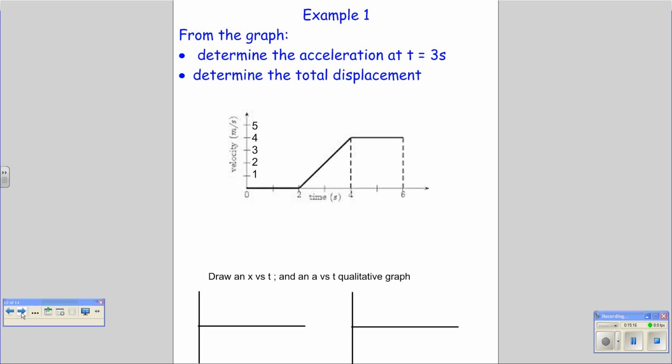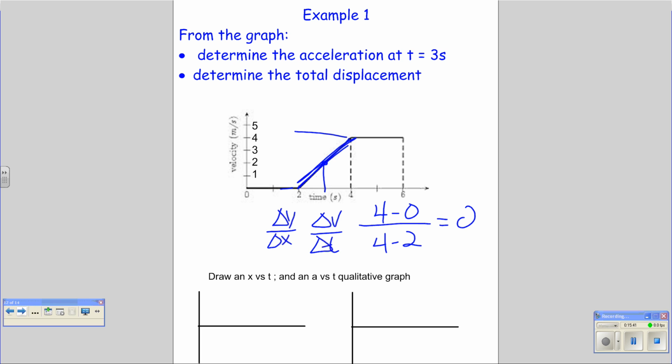Now here's an example. From the graph, we want to determine the acceleration at 3 seconds. So at 3 seconds, we're at this point. We can find the slope of this line. Slope is change in y over change in x, which in this case is change in v over change in t. So change in v is 4 to 0, final minus initial. Change in t is 4 to 2. So we end up with a slope of 2 meters per second squared.